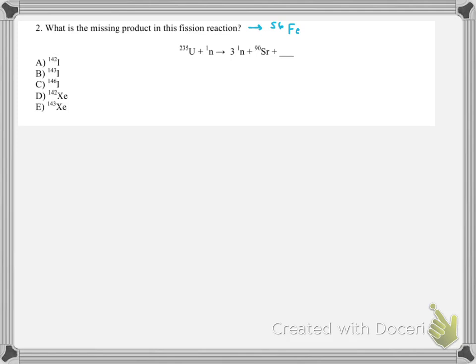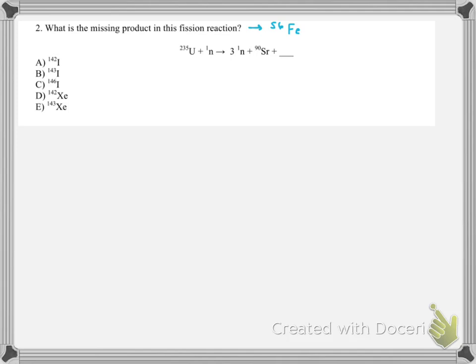So in problem 2, we have a nuclear fission reaction. So the idea behind fission or fusion is that everything's trying to become iron 56. Okay, so if you're greater than iron 56, you're going to undergo fission, like this uranium is doing. And if you're smaller than iron 56, you'll undergo fusion to try to become iron. And so to balance these reactions, it's pretty simple.